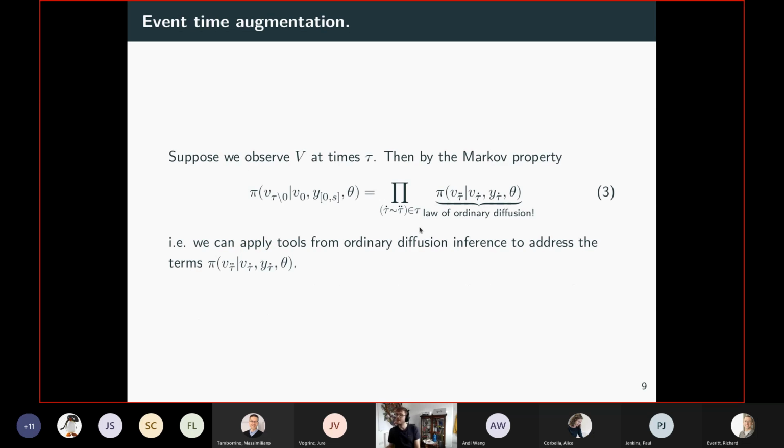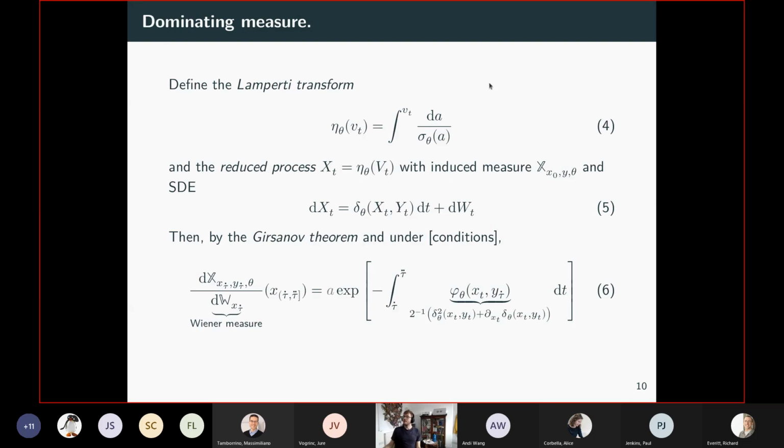And then the transition density of the diffusion at times tau, given some starting value and assuming that we know the regime process, is just the product of the laws of an ordinary diffusion, because Y is constant between times tau dot and tau double dot. So if we do that augmentation, we can then move on and apply already fairly well developed tools from ordinary diffusion inference.